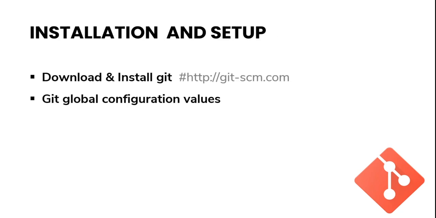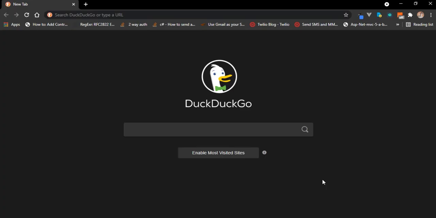Next, we are going to go ahead to set up and install Git. To download Git, you can go to git-scm.com, or you can search the term Git on any of the search engines, and the first option you should get should be a link to the Git homepage. After downloading and installing Git, we'll then go ahead to set up some of Git's global configuration values.